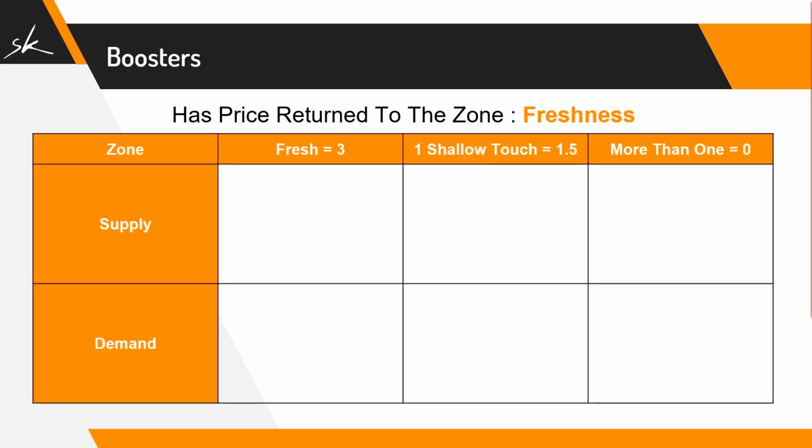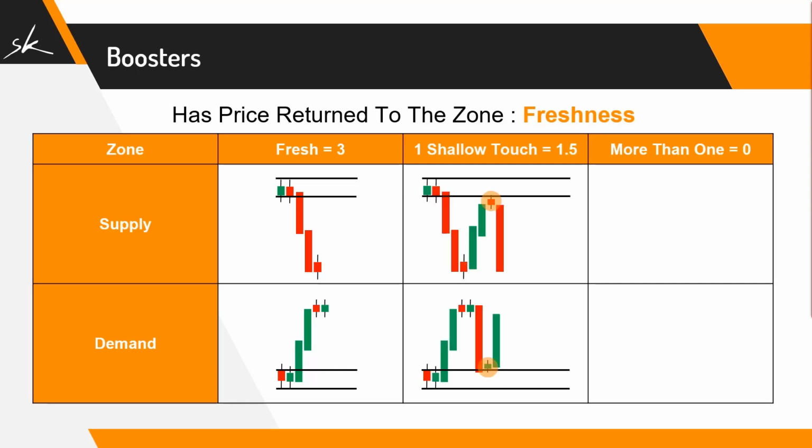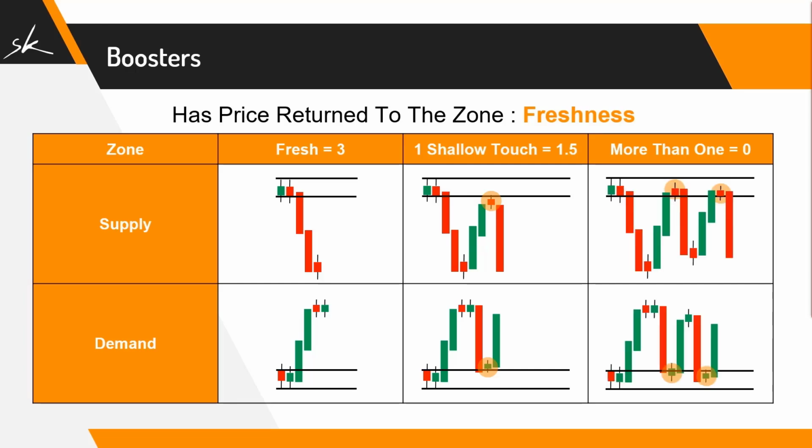If the zone is fresh, it can have pending orders. Therefore, fresh zone will get a score of 3. If a zone has been tested once but a shallow touch, we will give it a score of 1.5. And if a zone has been tested multiple number of times, we will give it a score of 0.